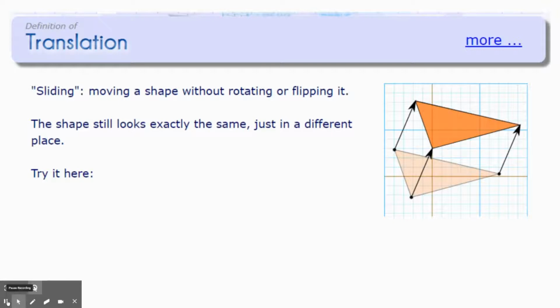Again, the official name of this transformation is called a translation. It's sliding or shifting the shape without rotating it or flipping it. So here's an example of a triangle that's being translated.